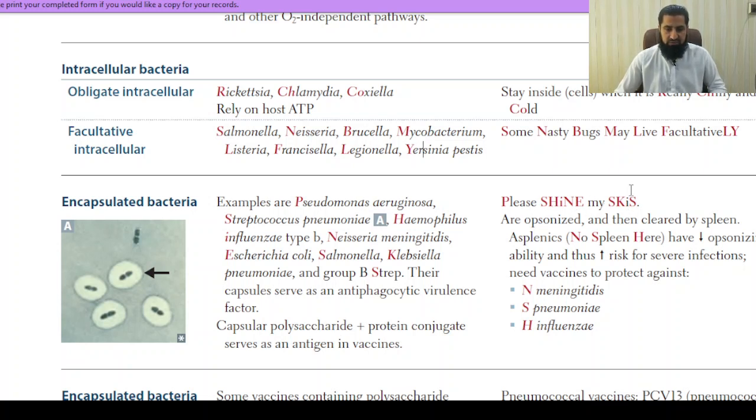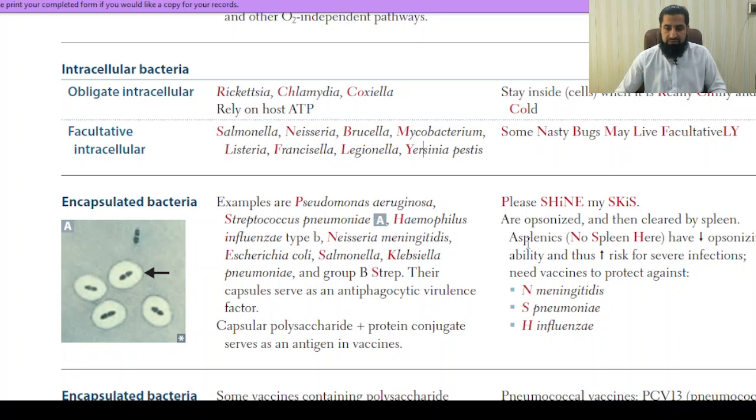How to remember this? P for Pseudomonas, S for Streptococcus pneumoniae, H for Haemophilus influenzae, N for Neisseria, E for E. coli, S for Salmonella, K for Klebsiella, and S for group B Streptococci. These are opsonized and then cleaned by the spleen. First, these bacteria get opsonized with the help of the complement and antibody systems, and then they are cleaned by the spleen.